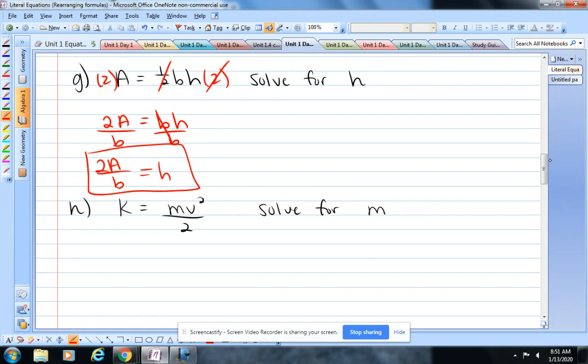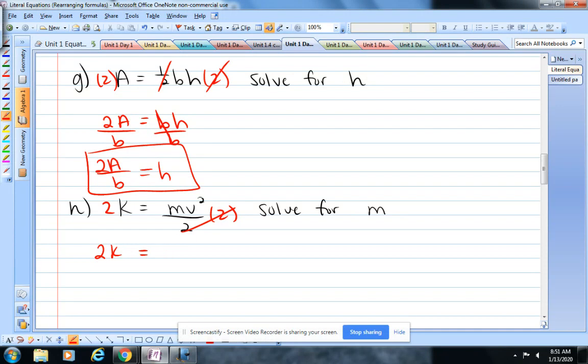All right, look at this one. K equals, I forget what this is the formula for, it's something for physics. K equals mv squared divided by 2, and it wants us to solve for m. So we want to get everything away from m. Okay, I think I want to get rid of that 2 that it's dividing by first. So what's the opposite of dividing by 2? Multiplying by 2. So the first thing I want to do is multiply by 2 on both sides. And 2 times k is just 2k, right?